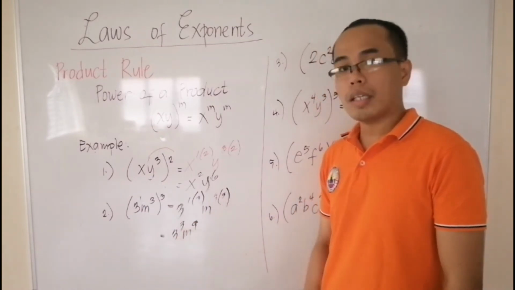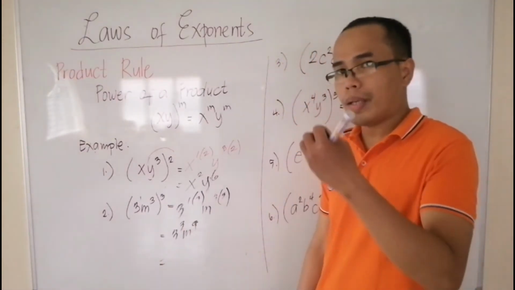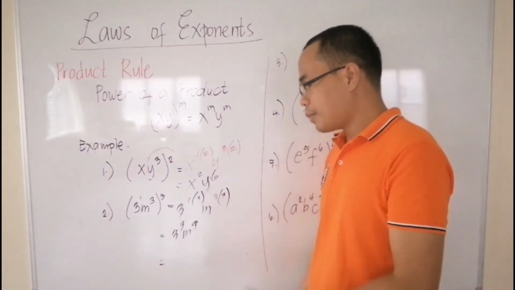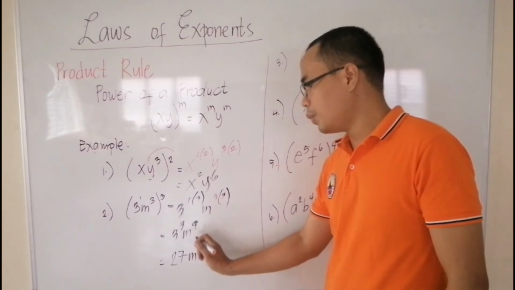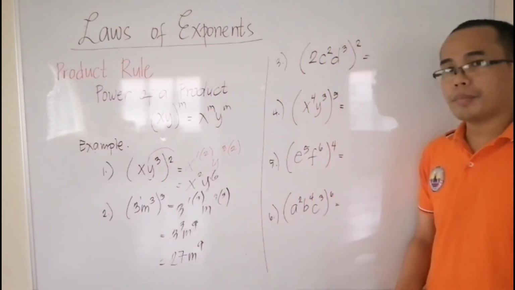So since ang constant natin meron siyang exponent, simplify natin yan. So tatlong beses natin i-multiply yung 3. 3 times 3, 9. 9 times 3 is equal to 27. Then n raised to 9. Okay, yun lang.